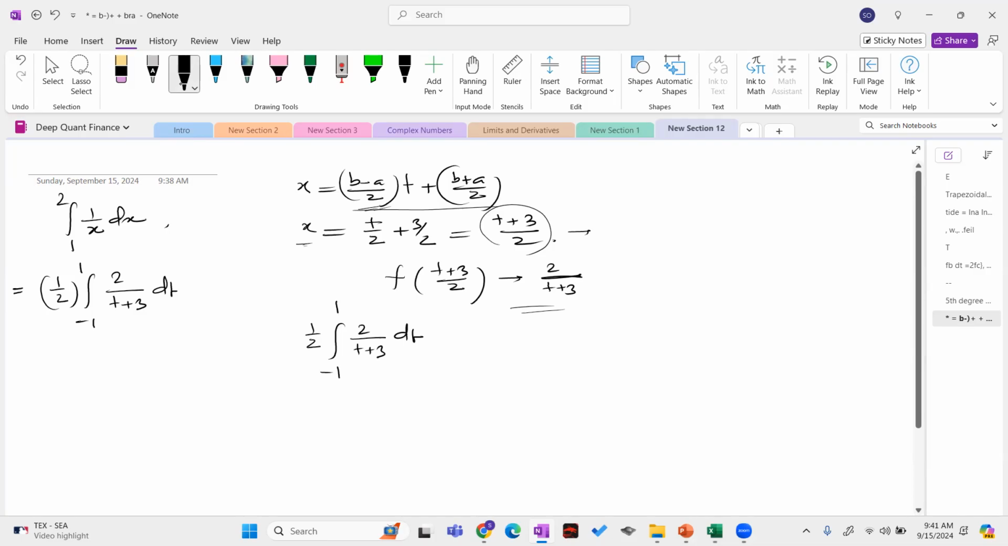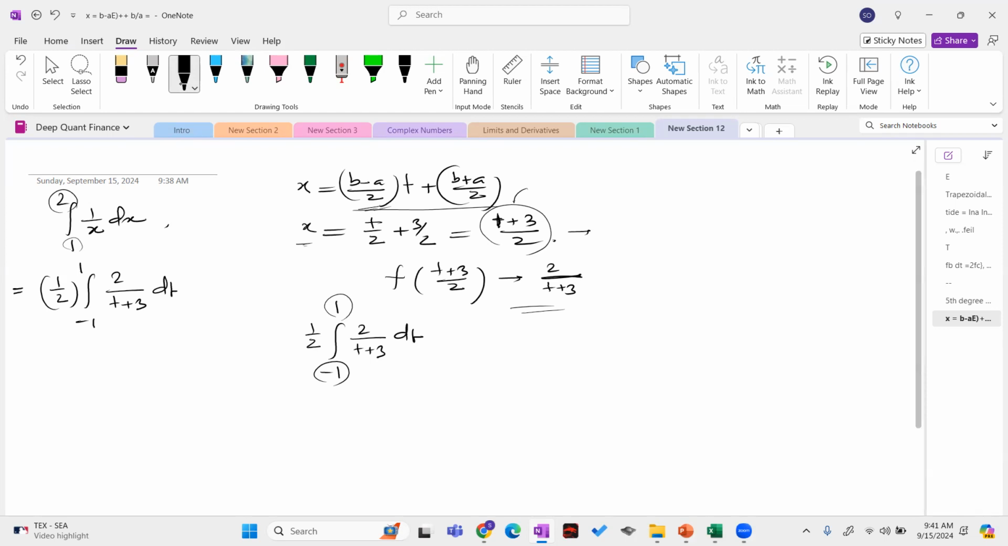You can check it. If you put t equal to -1, you get (3 minus 1) by 2, which is 1, right? So when x is 1, t equal to -1. When you put t equal to +1, it becomes 3 plus 1, 4, 4 by 2, which is 2. So x equal to 2 when t equal to +1. Okay, so all checks out.